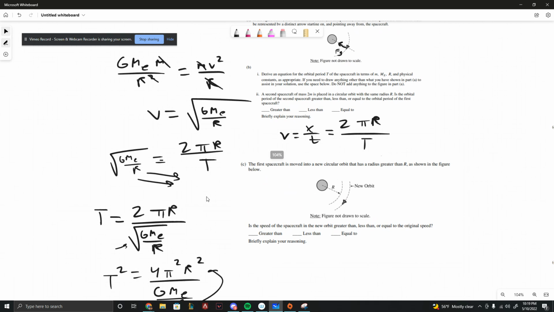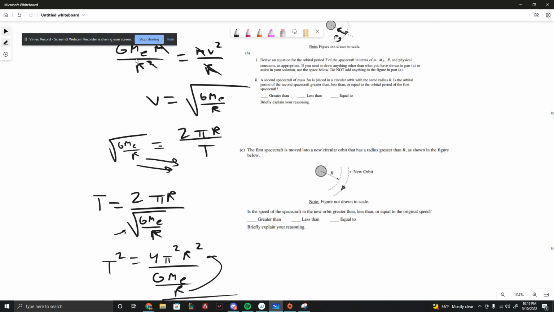So let me just erase this to get it out of the way. A second spacecraft of 2M is placed in a circular orbit with the same radius r. Is the orbital period of the second spacecraft greater than, less than, or equal to the orbital period of the first one? So let's think about this.